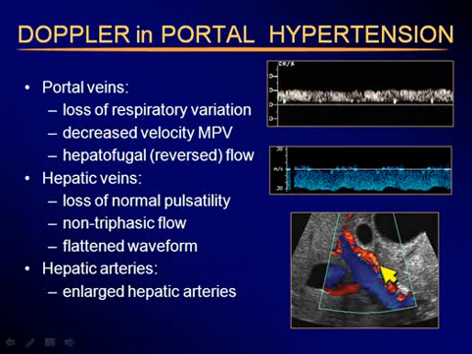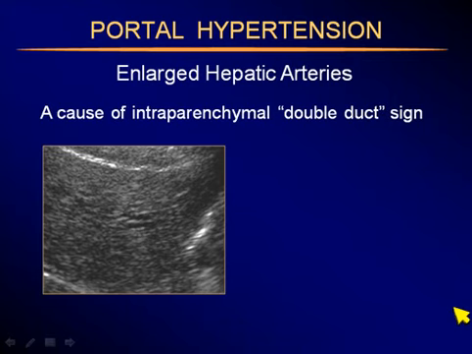Hepatic arteries, the only thing we'll see is that they can become quite large. And also notice here on this color image, the hepatic artery is red, the main portal vein is blue. They're opposite colors. The artery and portal vein should be the same color. This means that the artery is going towards the liver and the vein now has hepatofugal flow. So we can see that as two different colors. You can also see enlarged hepatic arteries in the parenchyma of the liver.